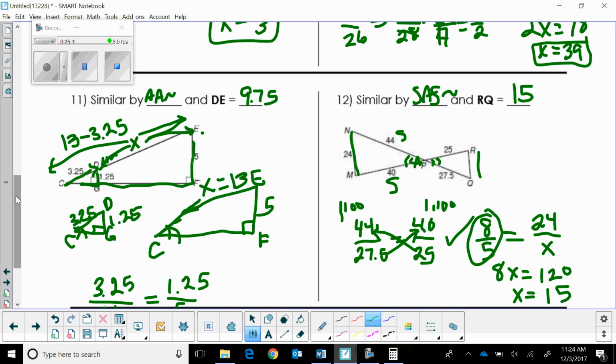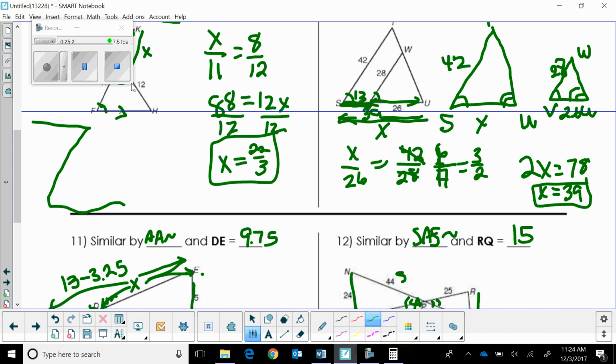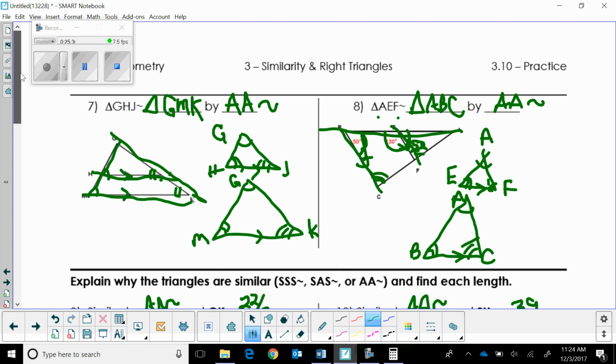So that's how you do similarity, how you decide how to prove two triangles are similar, and then find the corresponding parts. Angles are always similar, right? We know that angles must all be congruent to each other. Excuse me. Angles are congruent, but the sides are proportional.